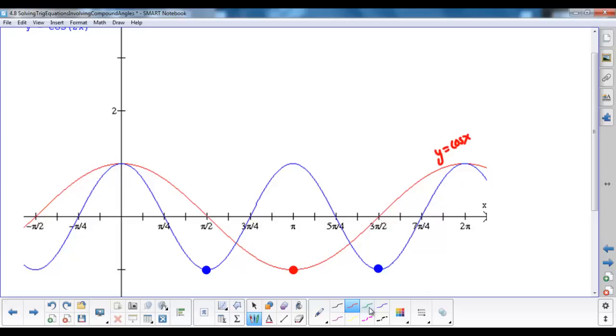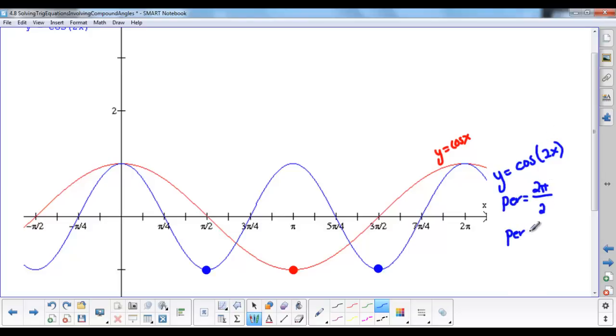But when you have the graph of y equals cos of 2x, well, let's think about that for a second. The period for the graph of y equals cos 2x is going to be 2 pi over the k value, which in this case is 2. So the period is really horizontally compressed.